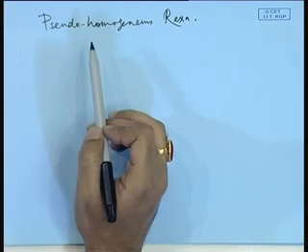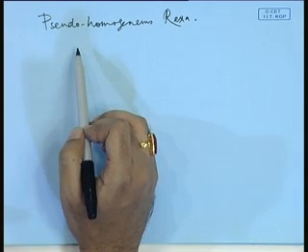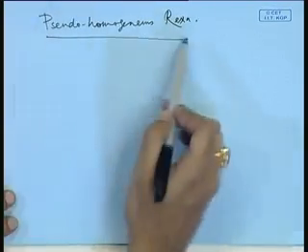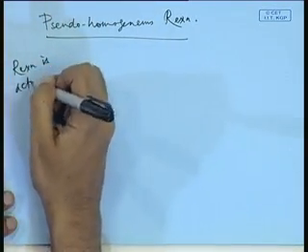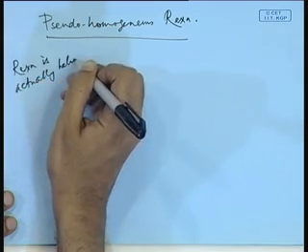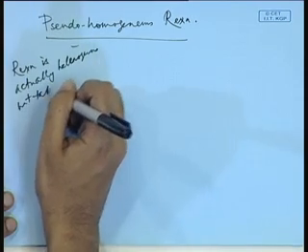What is pseudo? What is pseudo homogeneous? It says not homogeneous but pseudo homogeneous. The reaction is not actually homogeneous, but it appears to be homogeneous. We take it to be homogeneous rather. So what is the reaction actually, if it's not homogeneous? Heterogeneous. Yeah. So the reaction is actually heterogeneous, but taken to be homogeneous.